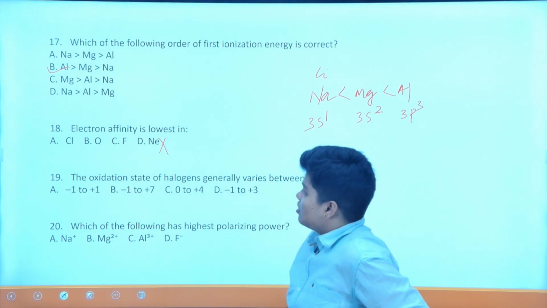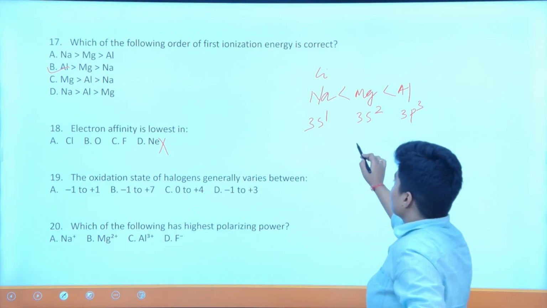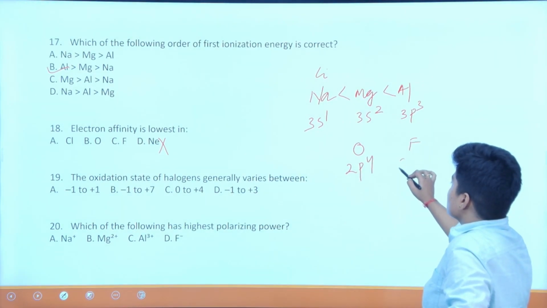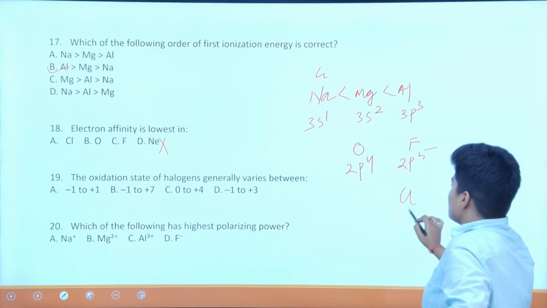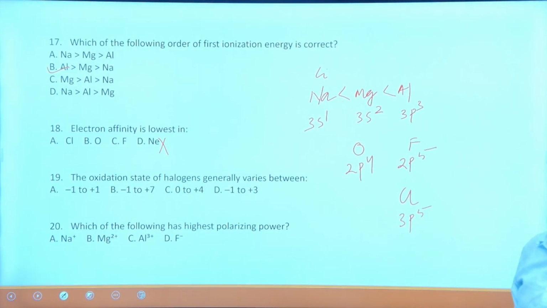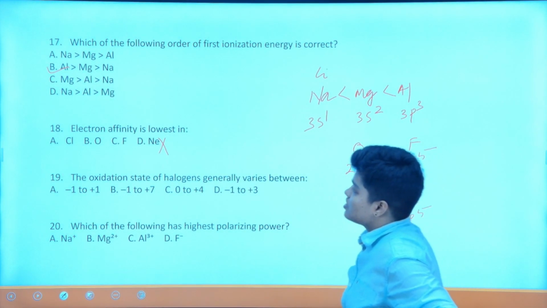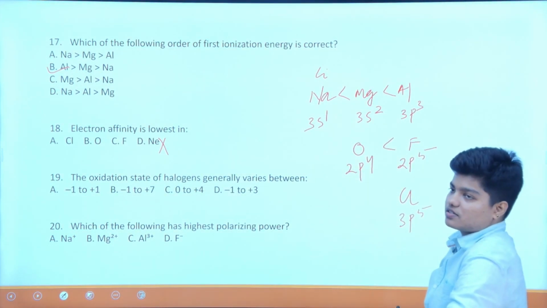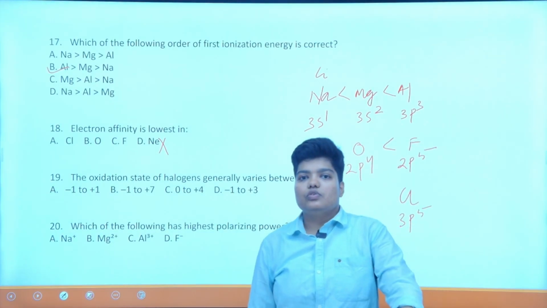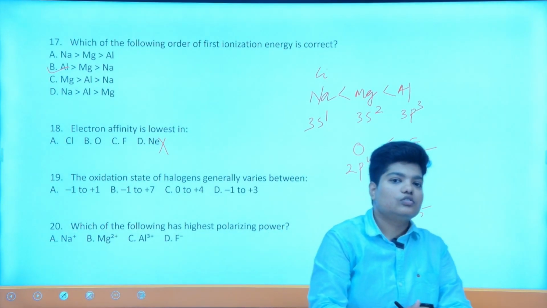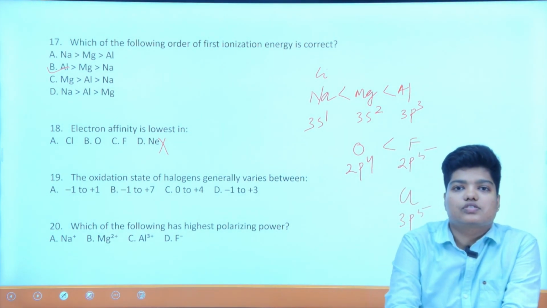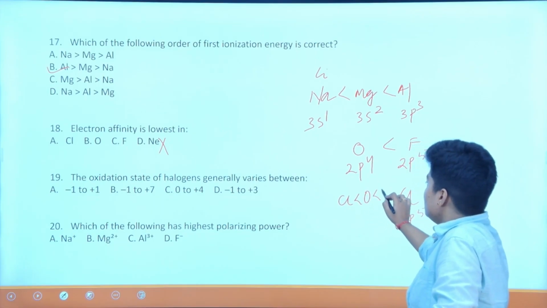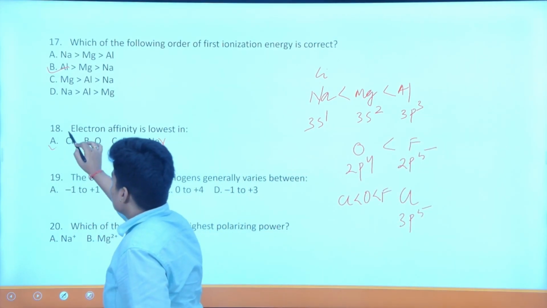Now chlorine, oxygen and fluorine. Oxygen is 2s2 2p4, fluorine is 2s2 2p5, and chlorine is in the third shell, that is 3p5. The general trend, same as ionization energy, is that electron affinity increases along the period and decreases down the group, because down the group the atomic radius is more, so it is easier to acquire one electron in the outermost shell. So the least will be chlorine, then oxygen, then fluorine. Option A will be the right answer.